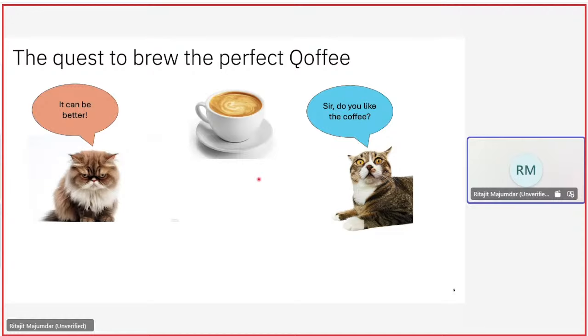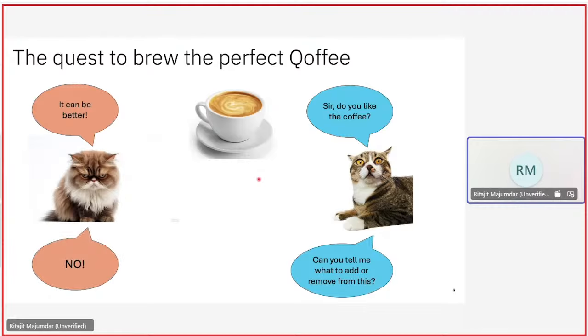Maybe the sugar is more, the sugar is less; I can give more sugar, less sugar, more coffee, less coffee, more milk, less milk. Just tell me what you want here. This is what you will ask naturally, right? If the guest tells you that it can be better, you ask them to tell you what to add or remove. And here is why the guest is very bad. The guest now comes and says, no, I am not going to tell you what I need, but I don't like this coffee. It can be better.